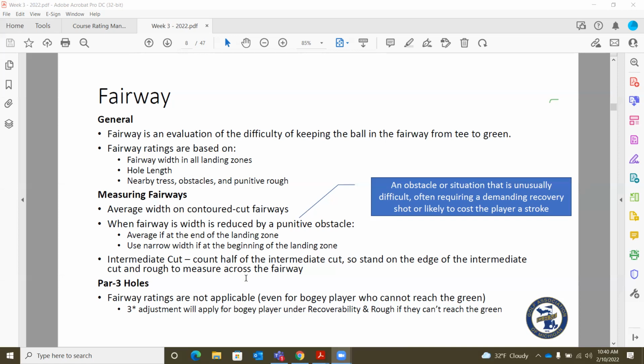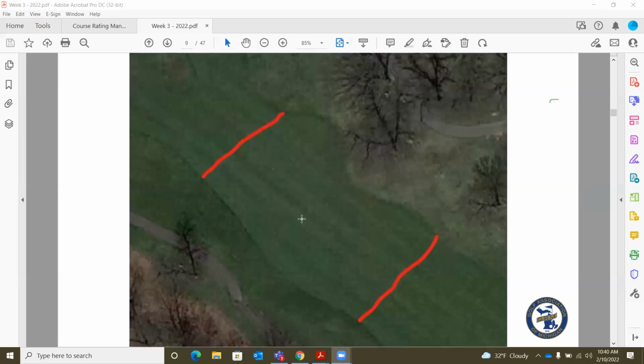So the easiest way to do that is just to stand on the edge of the intermediate cut and the rough on one side of the fairway and shoot with your rangefinder across the other side. So I guess I probably should have started with that, but we're measuring this with rangefinders. Those of you that have done it know, but again, we're just standing on one edge and shooting to the other to get the distance. Sometimes you can stand in the middle and shoot left and right, and that might be done in some cases, but typically it's easier just to shoot from one side to the other.